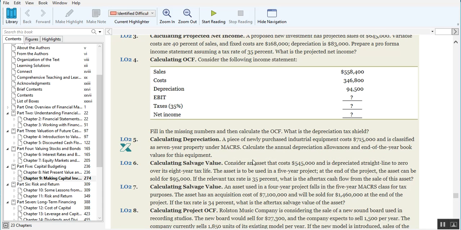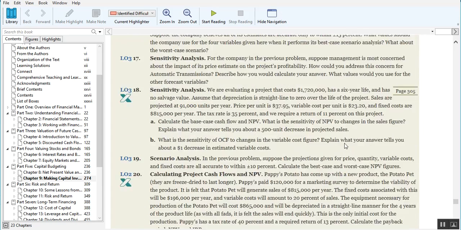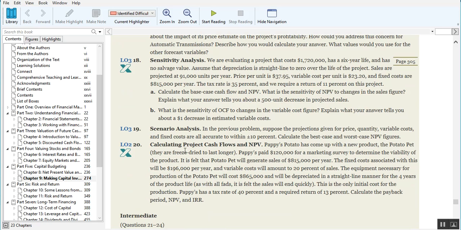So basically your job here is to do what they did up above in some of the examples in the chapter. And then in number 5, you need to calculate depreciation for newly purchased equipment that costs $715,000 and is classified as 7-year property under MACRS. So you're going to use the MACRS schedule to calculate the depreciation. And finally, number 20, you have a project. They want you to calculate project cash flows and net present value. And this is going to require that you do the pro forma income statement like we did up above, where you calculate net income, and then you also calculate projected cash flows and net present value.